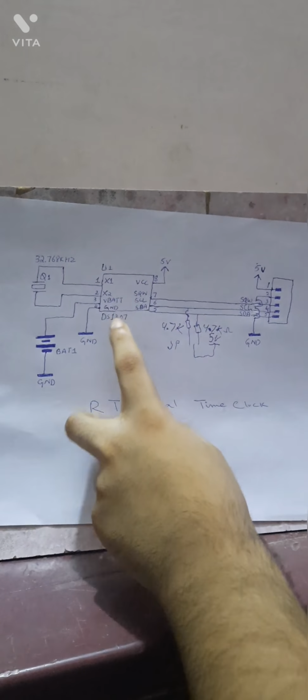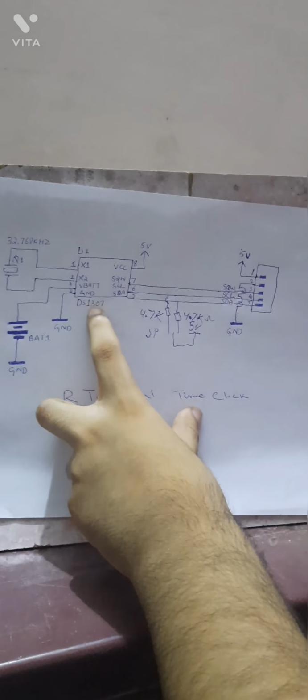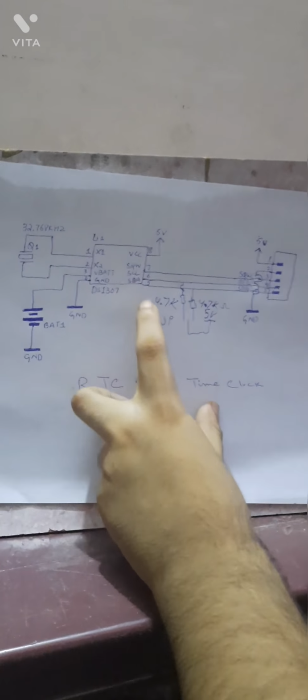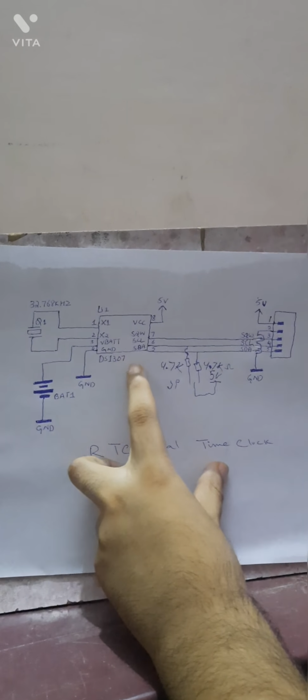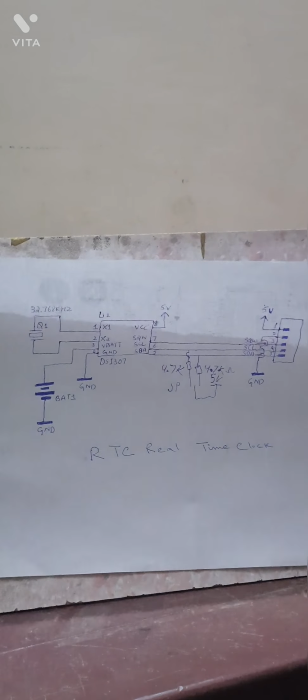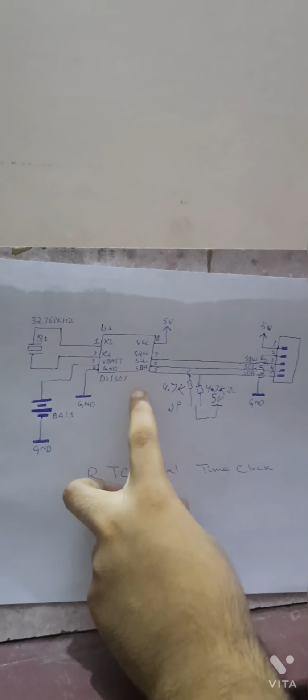There is one more variant, whose only difference is that DS1307 is used in one, but DS1302 is used instead of the 7. That is the only difference. The DS1307 is more accurate than the DS1302.